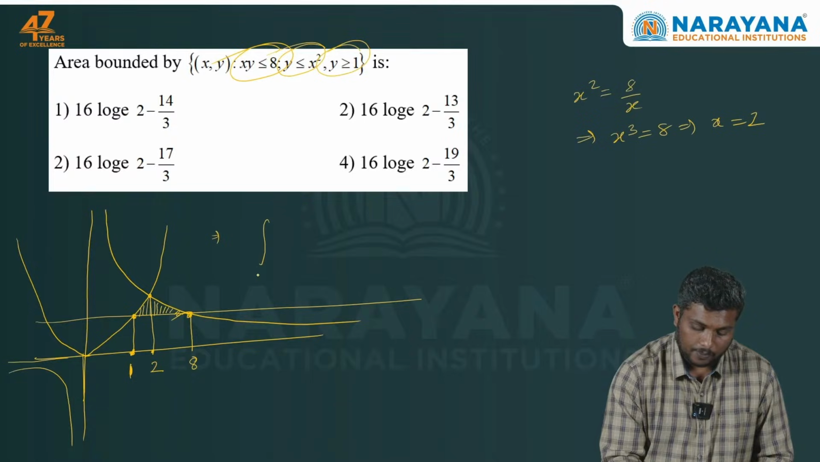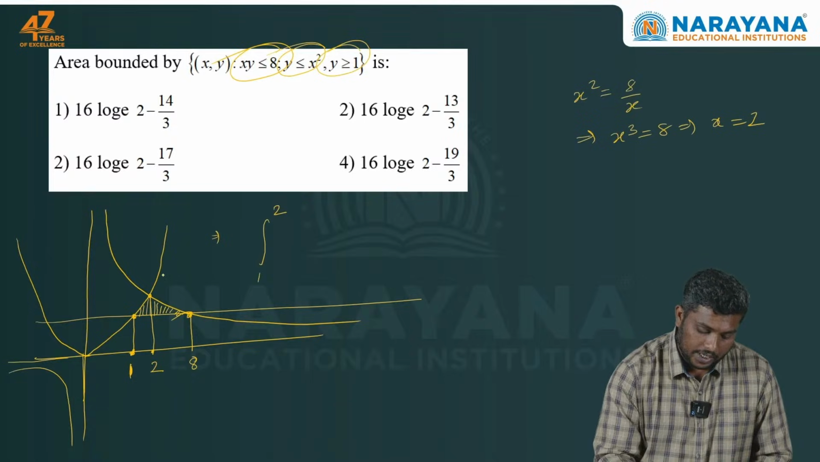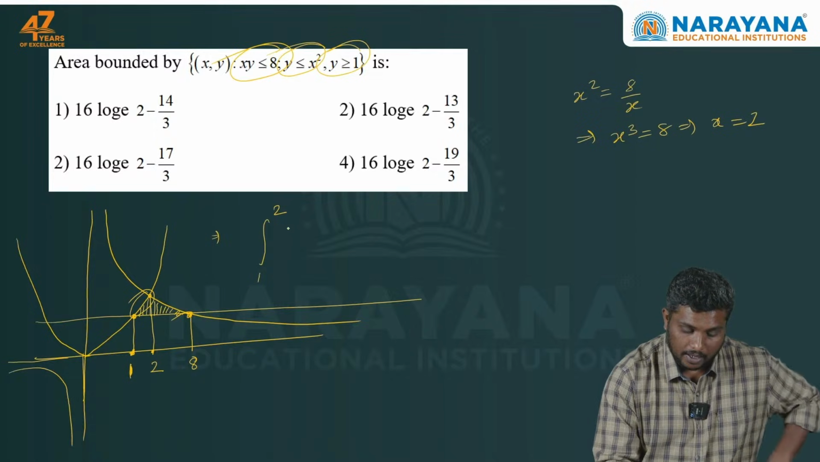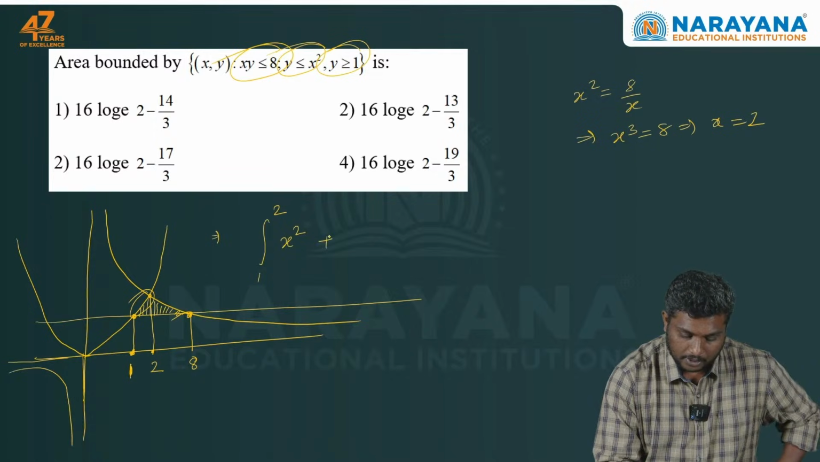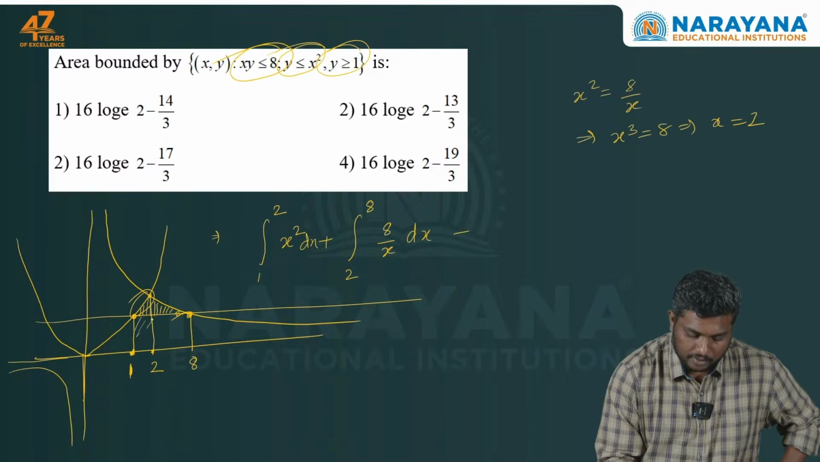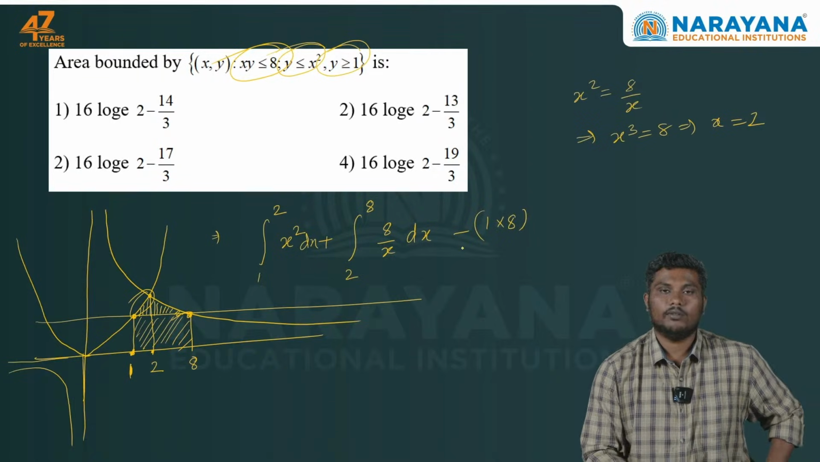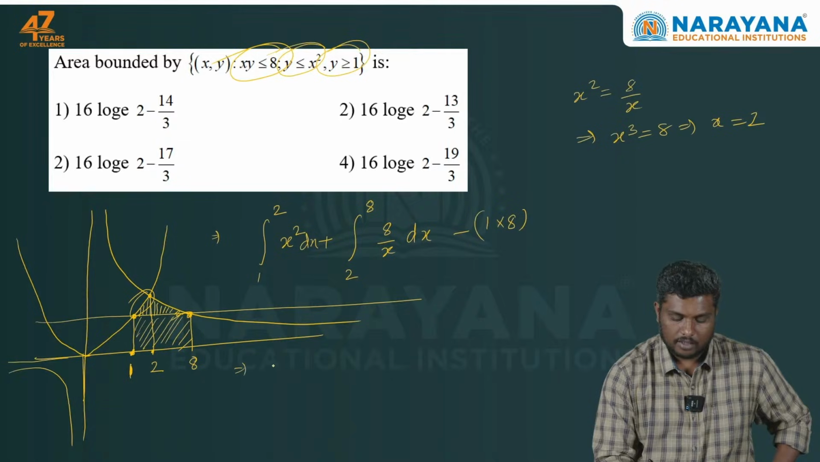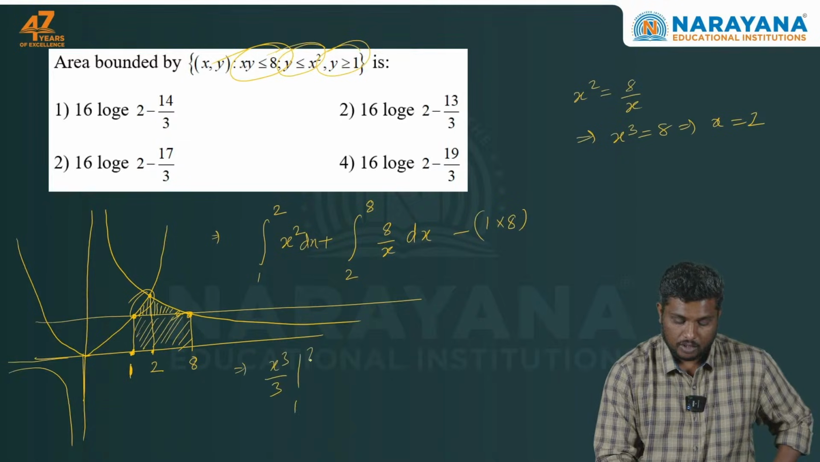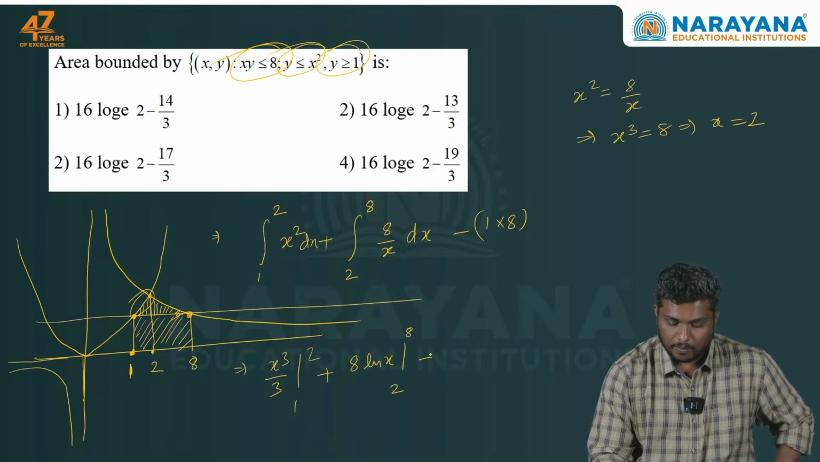So integration 1 to 2, you need to integrate this curve, which is x square, plus integration 2 to 8, you need to integrate 8 by x dx, and minus area of this rectangle. Area of the rectangle will be 1 into 8, length into breadth, and that is the basic unit to solve this question. And this will be x cube by 3, limits from 1 to 2, plus 8 log x to the base e from 2 to 8, minus 8.